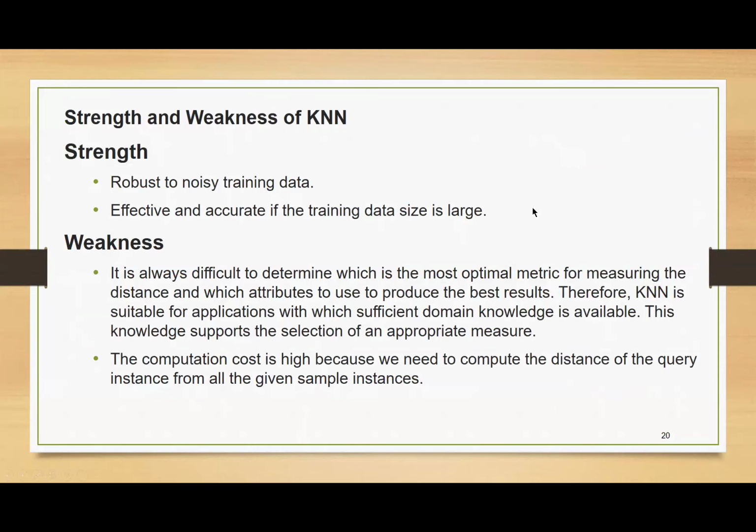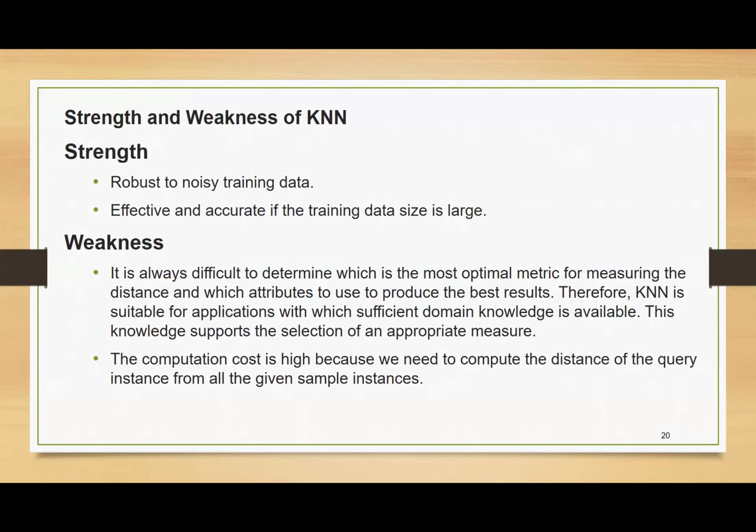So there are some strengths and weaknesses of KNN. The strength is that it is robust to noisy training data, because you can set the K value to avoid using the distance to the noisy data. It is also effective and accurate when the training data is very large. All models will be more effective and accurate if the training data size is larger.